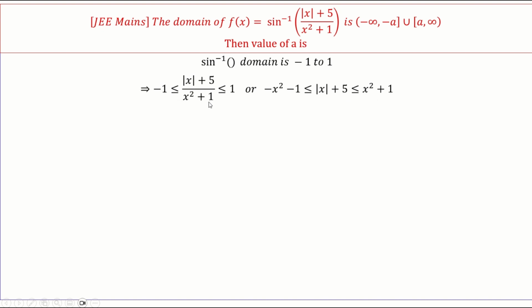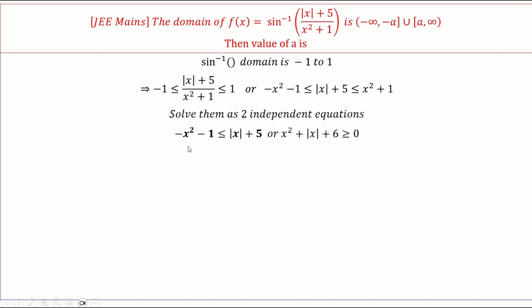One good thing is this denominator will never become 0 because x square is always positive and you have plus 1. So it will never become 0 for any value. So we don't need to add any other condition for the domain. Now this is the expression which is left. Now you can form two inequalities with this. You take the first condition, you get one inequality, and the second condition gives another inequality. You just solve it.